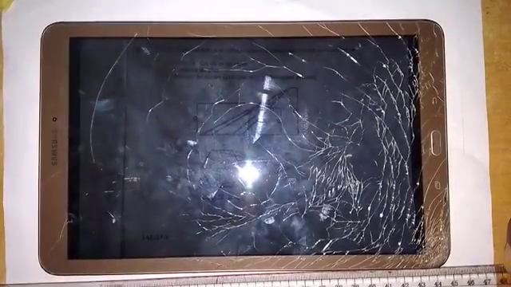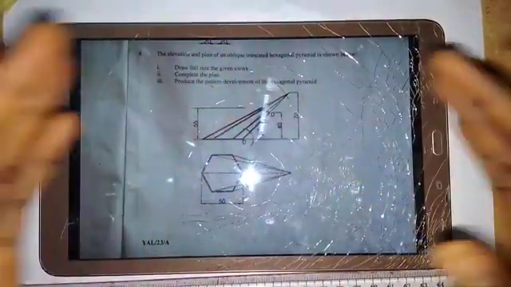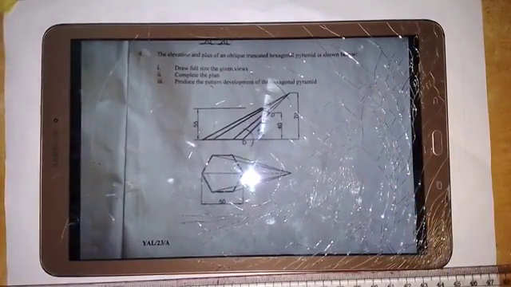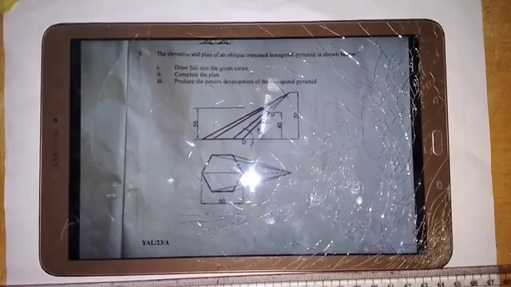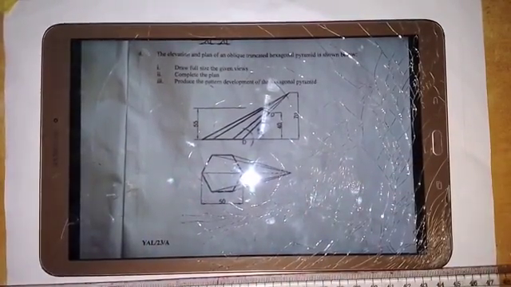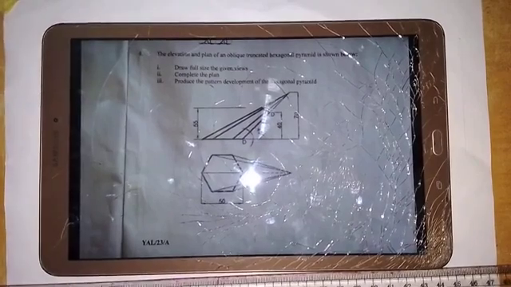So what we are going to do now is to replicate the given views, as we are told in question 1 that we have to draw full size the given views. I'm going to show you how to go about the construction of the given views, and let's talk about the dimensions of these views as we are given here.